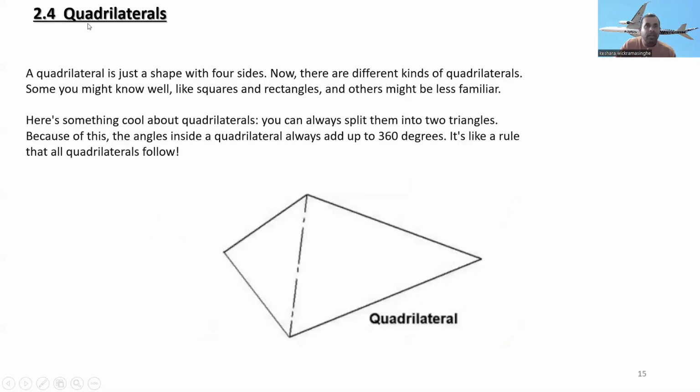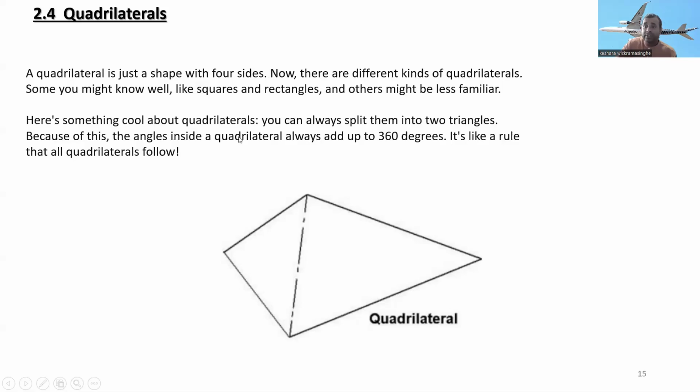Now we'll go to the quadrilateral first. The quadrilateral is just a shape with 4 sides. You can see that in the quadrilateral, there are 4 sides. And there are different kinds of quadrilaterals. They have so many kinds. Some you might know well, like squares and rectangles, which are also quadrilaterals because they have 4 sides. And others might be less familiar. These kinds of shapes are less familiar, right?